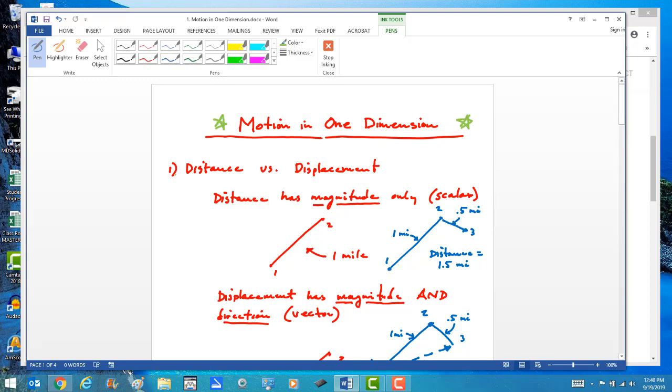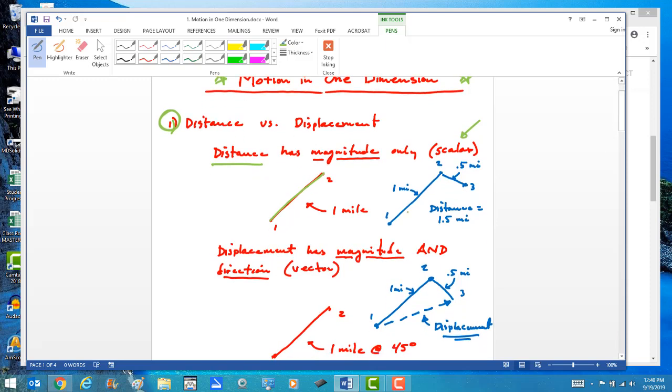Okay, the first thing we've got to do is define two terms, distance versus displacement. Distance is a term that has magnitude only. It's what we call a scalar quantity. So I walked 1 mile, boom. It doesn't give you any directional information. It just gives you a distance.